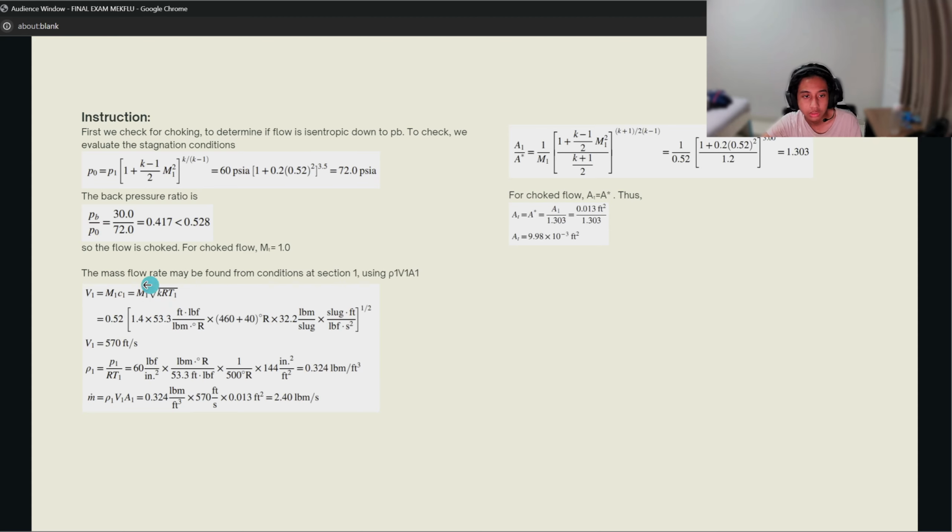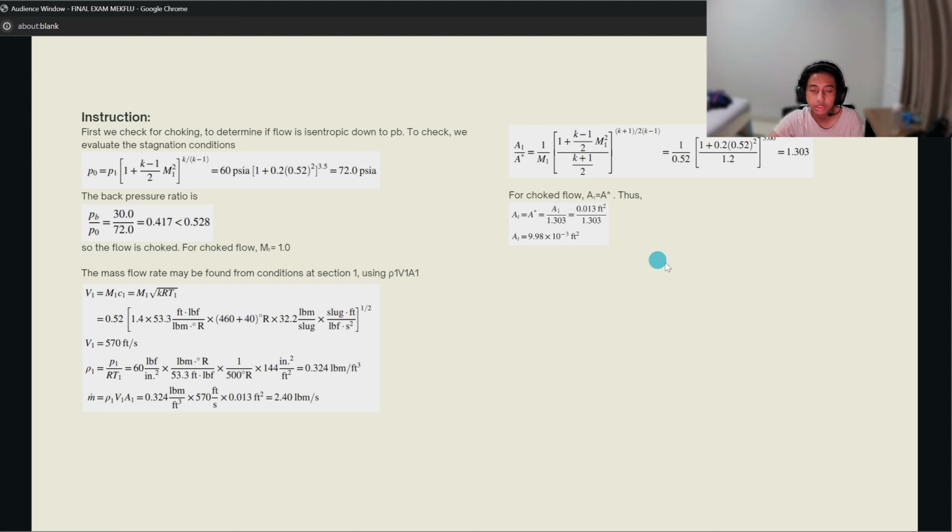Next we want to find the mass flow rate. The mass flow rate may be found from conditions at section 1 using this equation I already mentioned before. Basically we just input all the known properties into the equation, and we get the mass flow rate of about 2.4 lbm per second. And then for the last, we want to find the throat area using this equation, and we get the throat area of about 9.98 times 10 to the minus 3 feet squared.